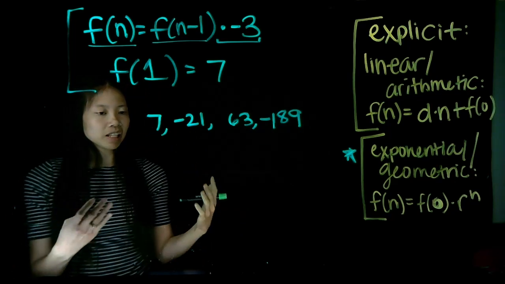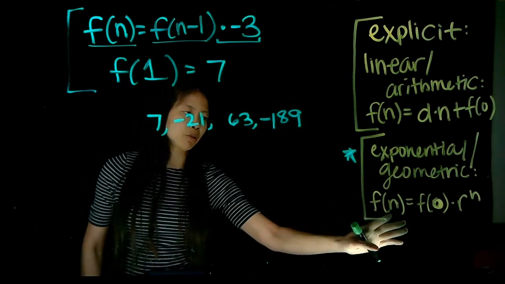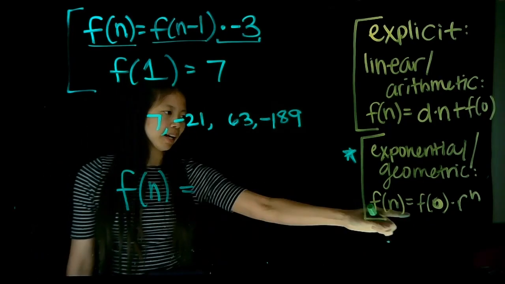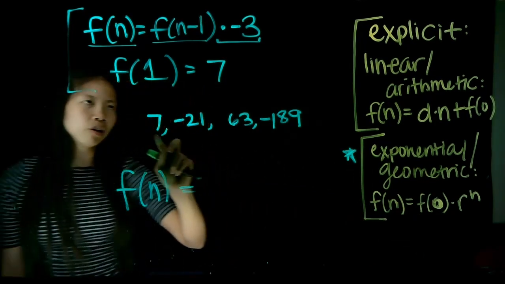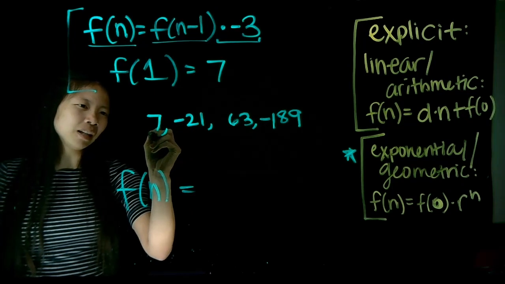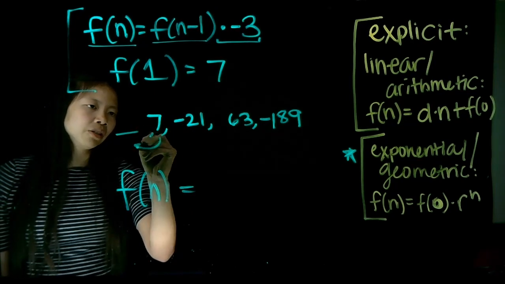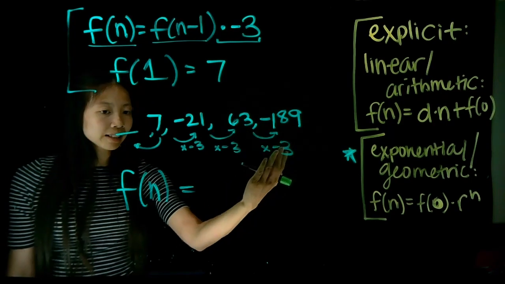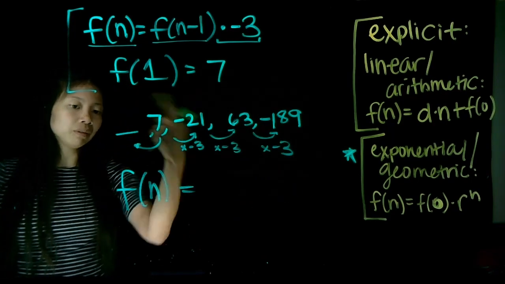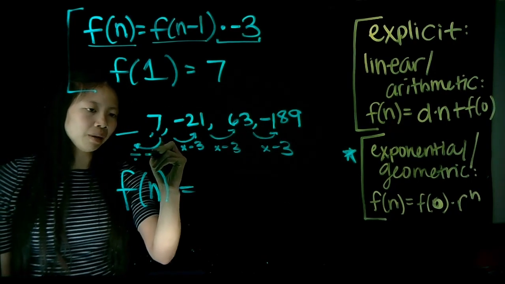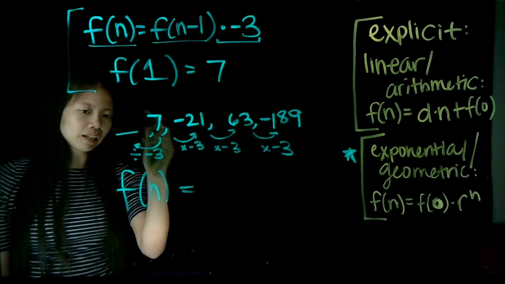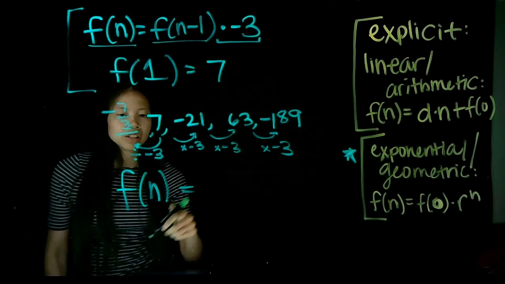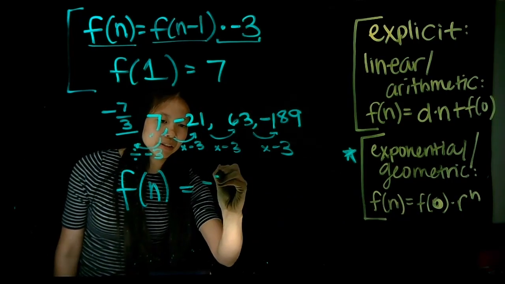Now let's turn this into our exponential or geometric explicit equation. I know we're going to start off with f of n, and that equals, I need to find f of 0. I know f of 1 is 7. I need to find the number that comes before it. So remember, if I am multiplying by -3 each time, I can easily go backwards if I'm trying to find the previous term by dividing by -3. 7 divided by -3 is just -7 over 3. Literally 7 divided by -3. So my f of 0 is -7 thirds.